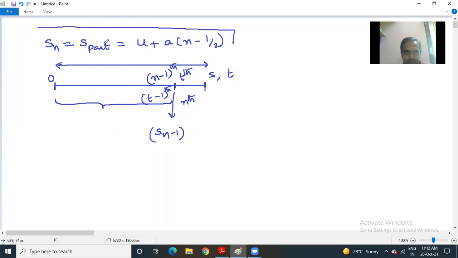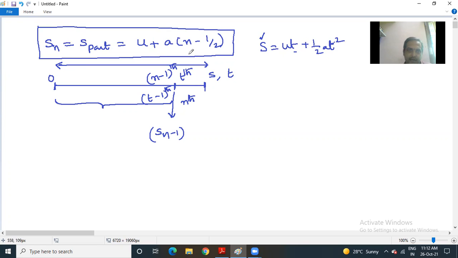So what is the importance of this one? We already have S equal to ut plus half at square. This equation determines the total distance covered in total time. Now this particular equation is for the last second, or a particular second. If you want to determine the distance in a particular second, we use this equation. So now let me continue with the proof.